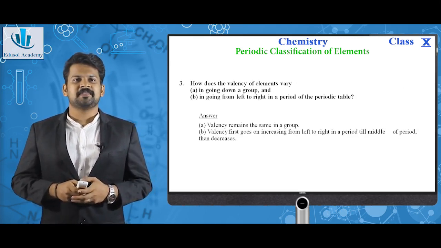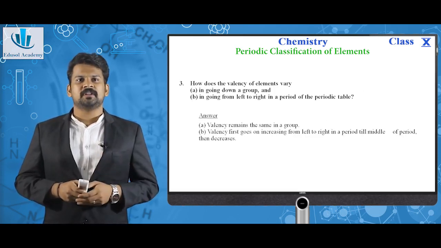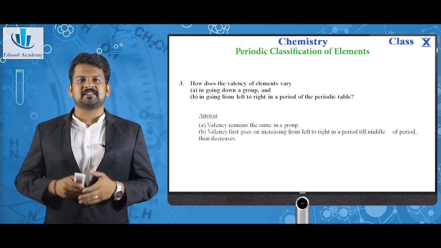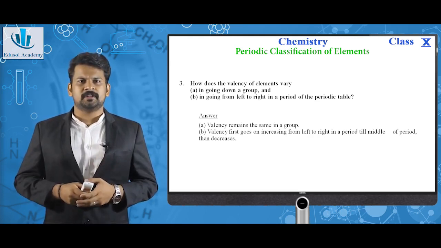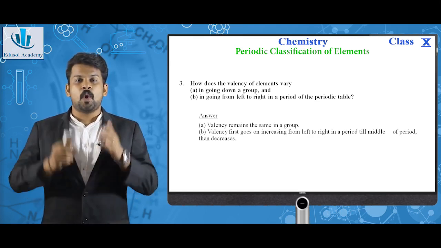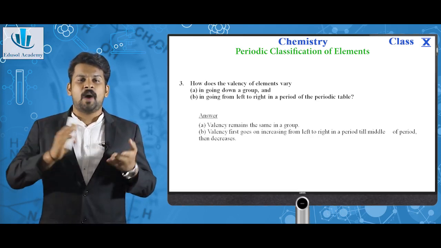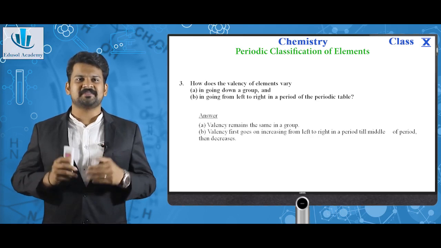Next question: how does valency of elements vary while going down a group and while going from left to right in a periodic table? While going down a group, the number of shells increases, but the number of valence electrons remains the same. So, while going down a group, the valency of the elements is the same in the same group.